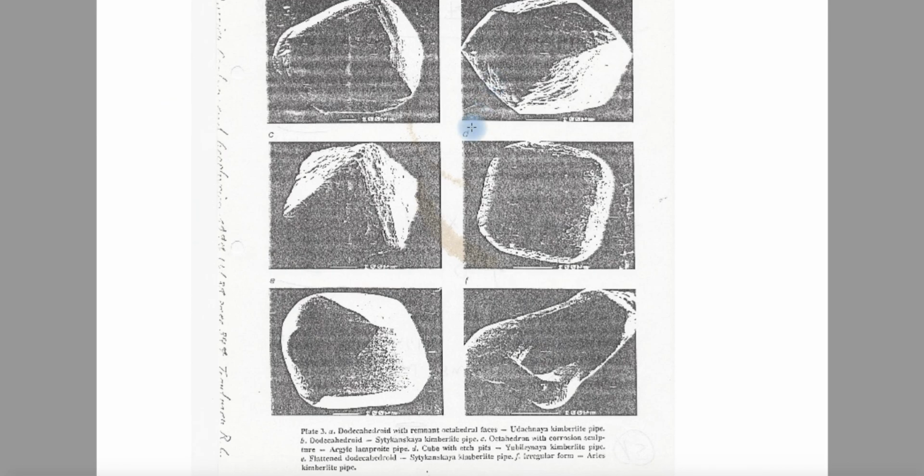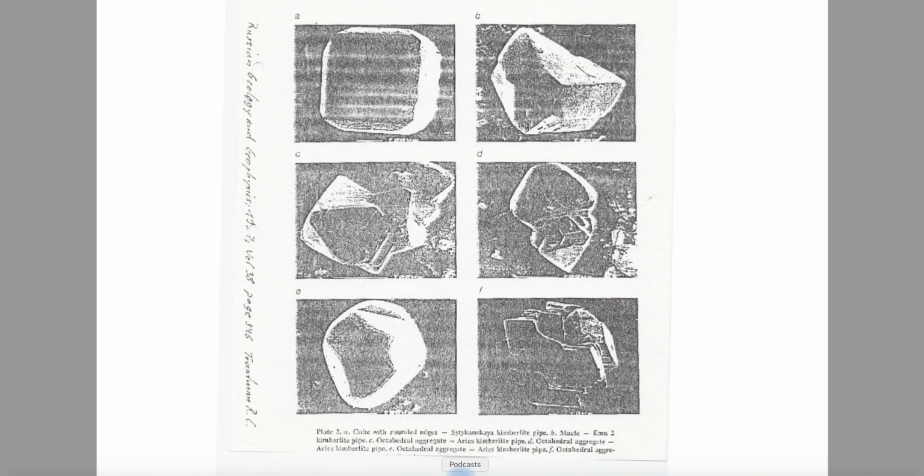And here the same. Here you have, for example, number D, a very nice cube. Yes, a cube with edge pits. Here you have a nice octahedron with corrosion. That is how the raw diamonds then look like. Here you also have another nice cube with rounded edges. Here you have a twin. And here you have just an octahedral aggregate.